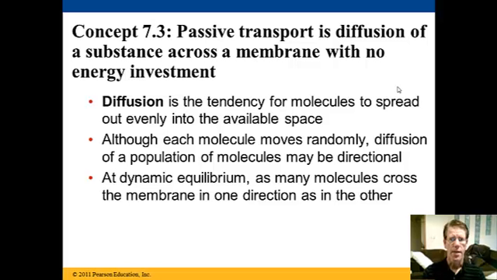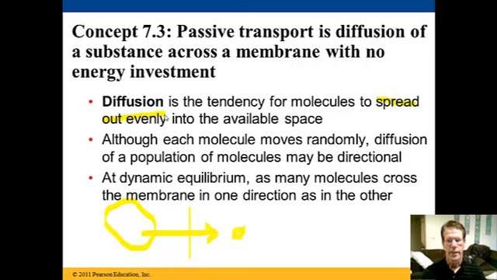What does that mean? That means that the cell has invested no energy in moving this material back and forth across the membrane, and primarily it's going to deal with the process of diffusion. And I think you know what diffusion is already. It's the tendency of molecules to spread out evenly, and so in other words, if you have a high concentration of molecules on one side of the membrane and a very low concentration on the other, the molecules are going to want to move in this direction in order to spread out evenly.